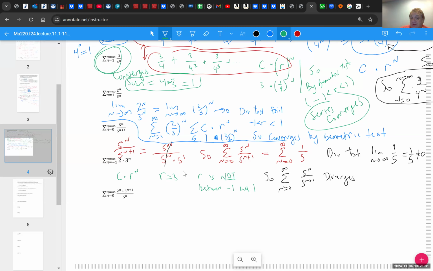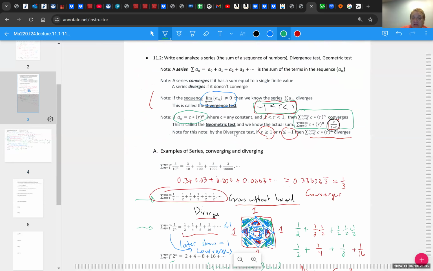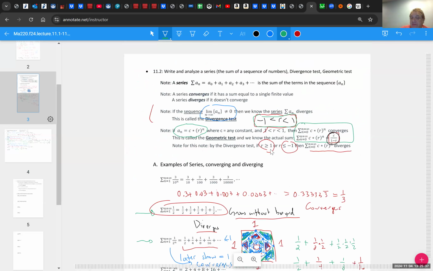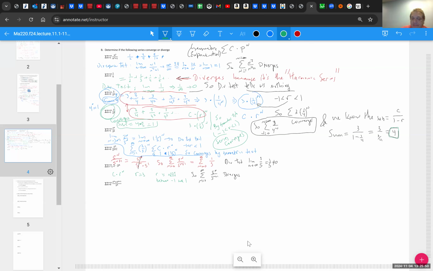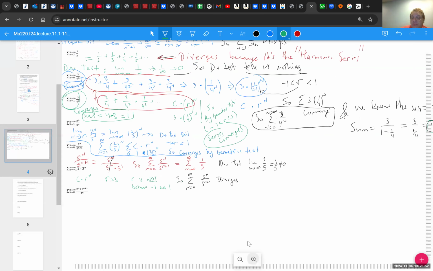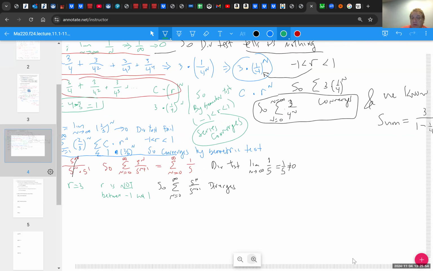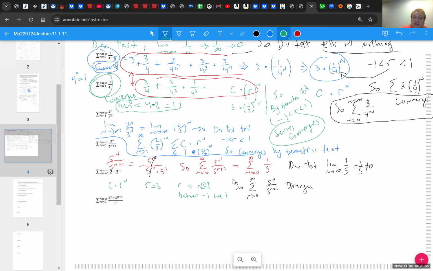And the geometric test says, if you want to go back and review the geometric test, that if r is bigger than 1 or r is less than -1, we immediately know that the series diverges. That's basically the divergence test also, by the way, but they oftentimes just group it together with the geometric test. No matter which one you're thinking of, we definitely know that this thing diverges.